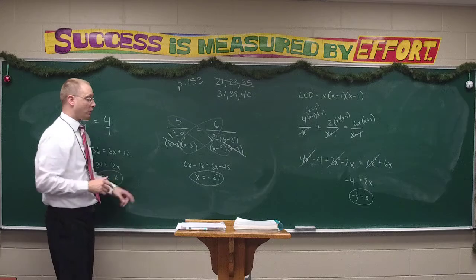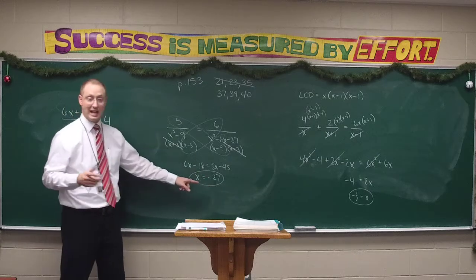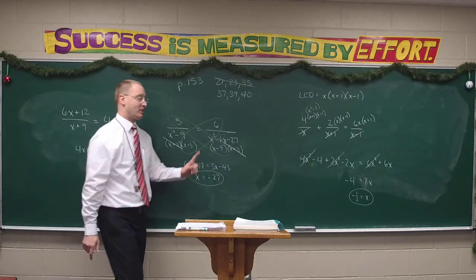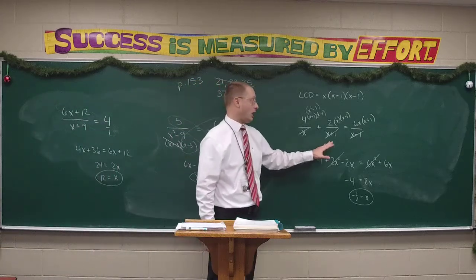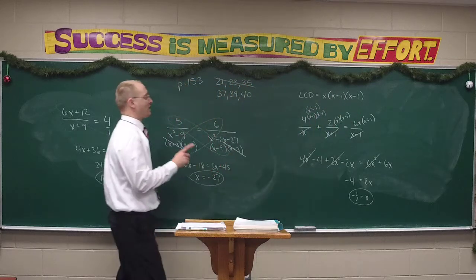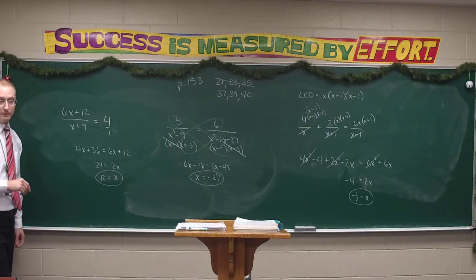If you didn't, you'd have had a quadratic, which gives you negative 27 and negative 3. But negative 3 can't be an answer anyway. So just negative 27 here. Not a proportion, not cross multiplying. Multiply everything by that LCD. Questions on 37, 39, or 40?